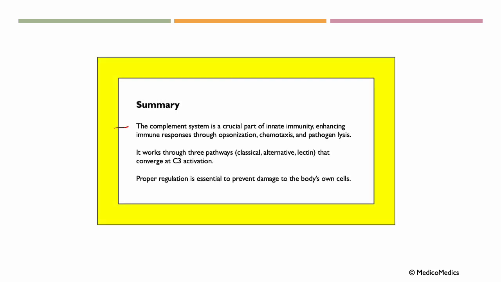So in summary then, the complement system is a crucial part of our innate immunity, enhancing immune responses through opsonization, chemotaxis, and pathogen lysis. It works through three pathways. We have the classical, alternative, and lectin pathways, and they all converge at C3 activation. Proper regulation is essential to prevent damage to the body's own cells.